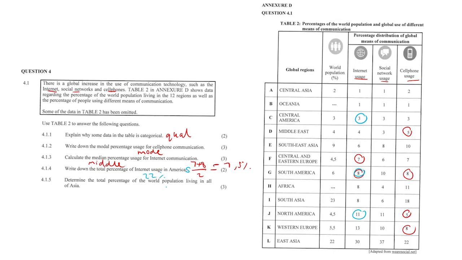4.1.5, determine the total percentage of the world population living in all of Asia. So that's 4.1.5 in Asia. It's going to be 2 plus 9 plus 23 plus 22, wherever you see Asia. Asia, Asia, Asia, and Asia. We add these four figures together and we get a total of 56%. So the majority of the world lives in Asia.